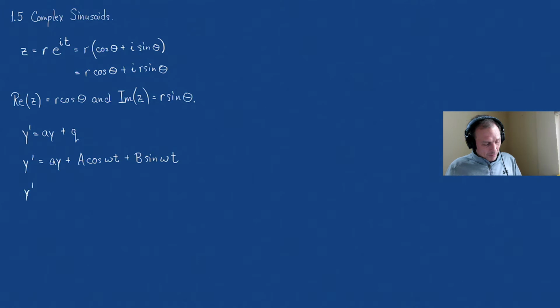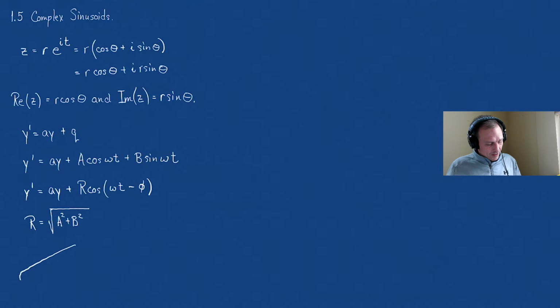as y prime equals a times y plus r times the cosine of omega t minus phi. And what we found out was that r is equal to the square root of a squared plus b squared. And phi comes from a triangle that looks about like that.